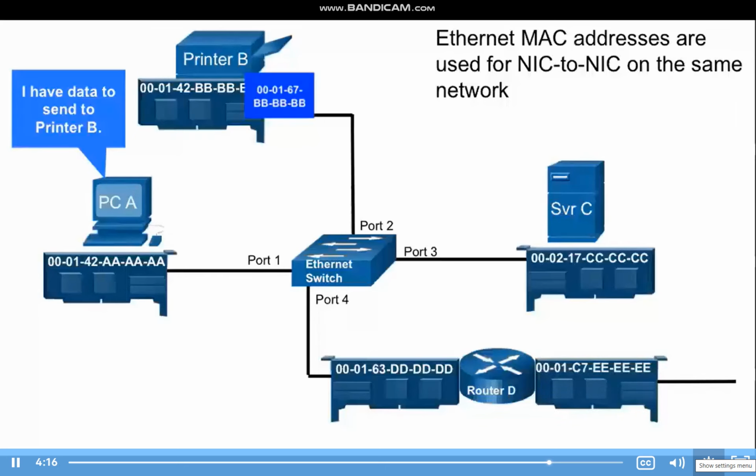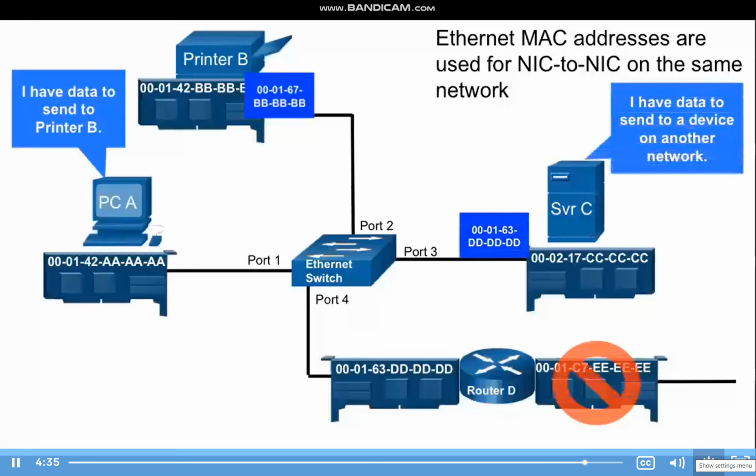Router D's Ethernet NIC, with the address ending in all E's, is used to communicate with devices on a separate network. This NIC cannot be reached by devices on the other LAN, such as PC A. When server C sends a message for a device on another network, it will send the message to router D's MAC address ending in all D's. Router D will forward this message out the appropriate interface towards the destination device.